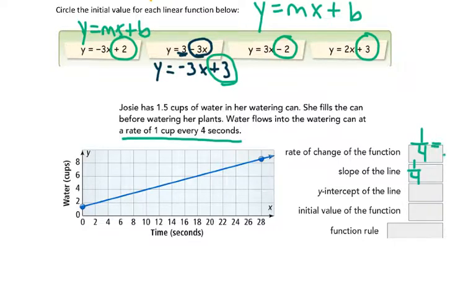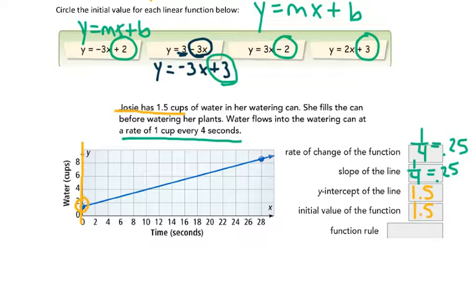Now we could say 0.25, those are equivalent. So we could say it either way. Typically we like slopes to be in fraction form, and rates of change, it depends on the situation. The y-intercept of the line is where it crosses the y-axis, so we're looking right here. And it's hard to tell on the graph, but if we go up here, it says Josie has 1.5 cups of water in her watering can. So the y-intercept is where she starts with the water, so that's 1.5, and that's the same as the initial value.